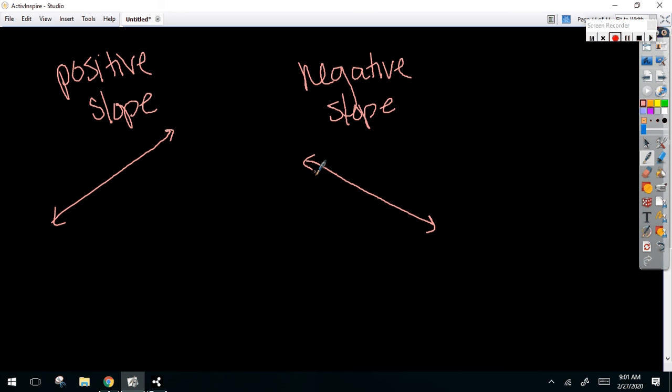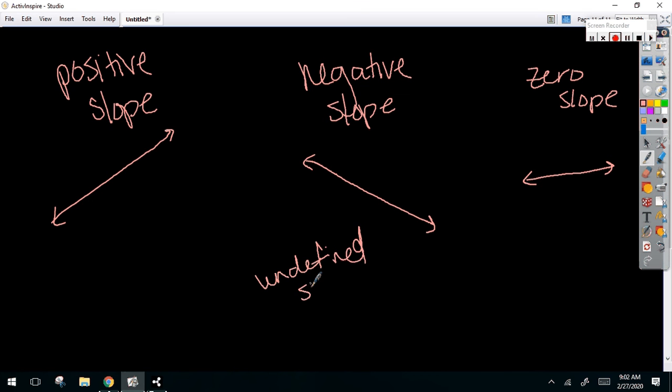Then you've got 2 special scenarios. What are they? 0 and undefined. You're exactly right. So a 0 slope is a horizontal line. And an undefined slope. What other kind? There's only one other kind of line. It ain't squiggly. Up and down. You're exactly right.